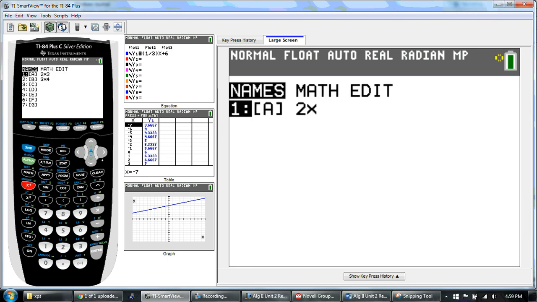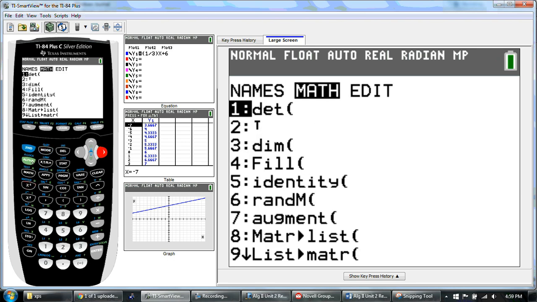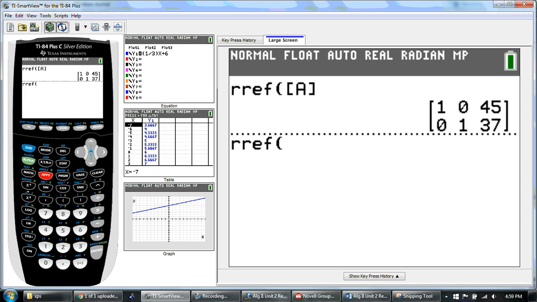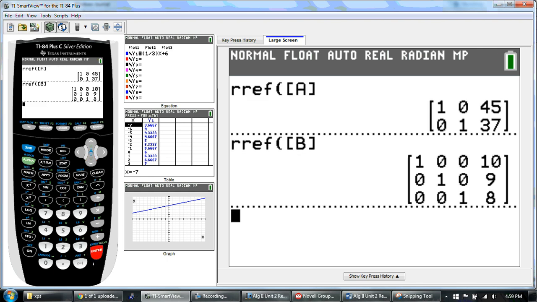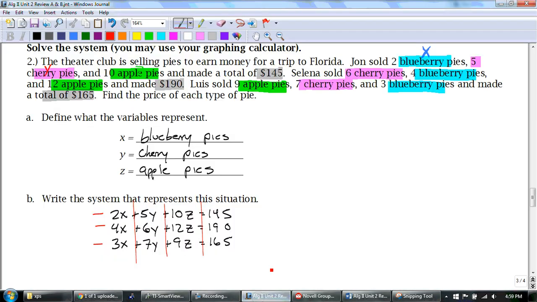I want to go to x minus 1. I want to go to my RREF. And this time when I run it, I want to run my 3 by 4. Okay, and once again, we got my x, we got the y, and then that last one's going to be the z. So I'm just going to come back in here. My blueberry pies were $10. My cherry pies were $9. And then my apple pies were $8.